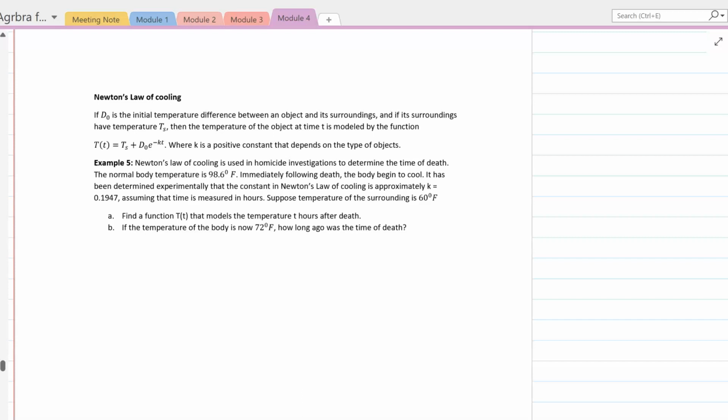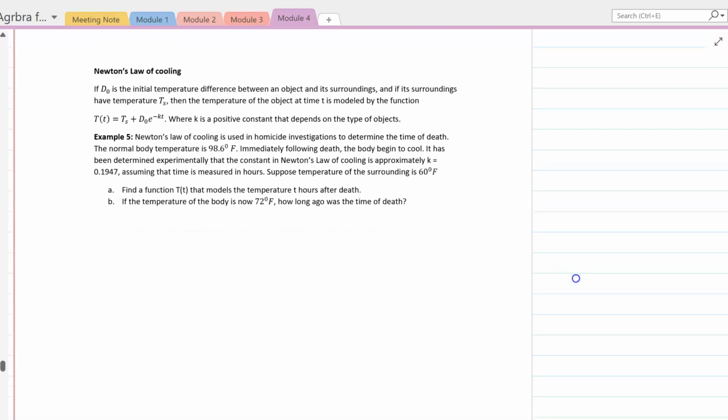A normal body temperature is 98.6 degrees Fahrenheit. Immediately following death, the body begins to cool. It has been determined by experiment that the constant in Newton's law of cooling is approximately K equal 0.1947, and this constant is different for different types of objects. Assuming that time is measured in hours, suppose the temperature of the surroundings is 60 degrees F. Find a function T that models the temperature T hours after death.